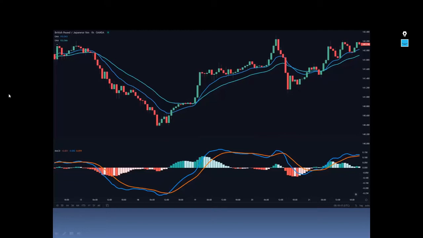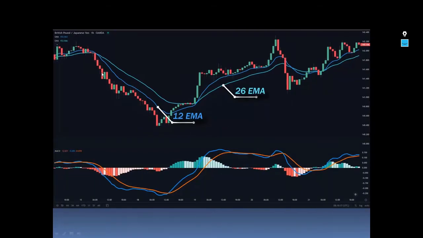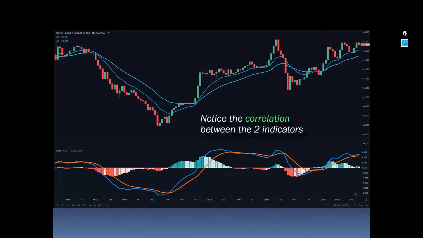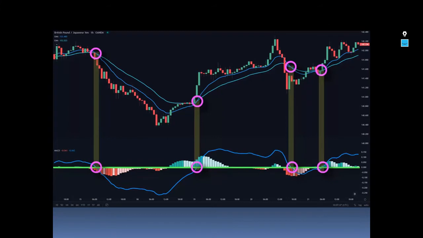We have the MACD that is set to default. So let's consider a quick example here. We have the MACD with default setting 12 and 26, and over here we have two exponential moving averages, again 12 and 26 EMA, same values. Notice the correlation between the two indicators. Every time we have a crossover on the moving average, we also have a crossover on the MACD, but it's between the MACD line and the zero line. As you can see, the crossover on the MACD gave a much earlier entry signal compared to the crossover on the moving average.